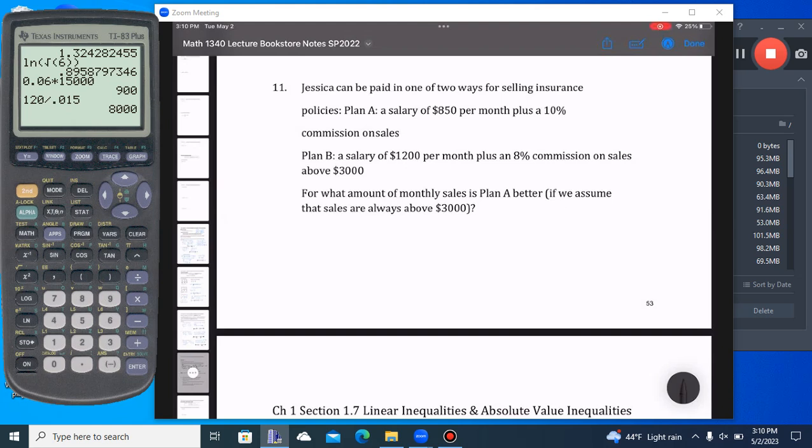So we start with this. Let x be the sales amount, and then we're going to look at Plan A being greater than Plan B. So Plan A is 850 plus 0.1x. That's going to be greater than 1,200 plus 0.08 times (x minus 3,000). This is because anything above 3,000 is being paid at 8%.